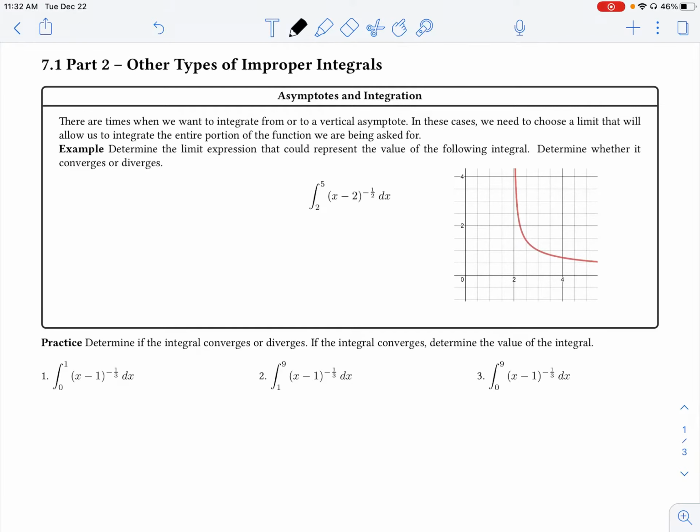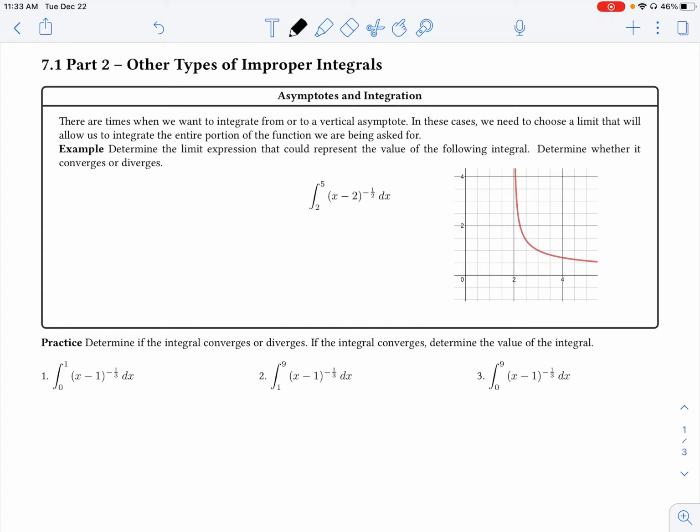We learned how to evaluate improper integrals where one of the bounds was either positive or negative infinity. Let's look at the other type of improper integral, specifically where one of our bounds is a vertical asymptote, or there is a vertical asymptote somewhere within the bounds of our integration. The workaround here is really just to use one-sided limits. So let's take a look at this particular example.